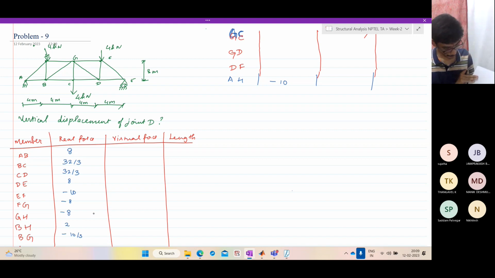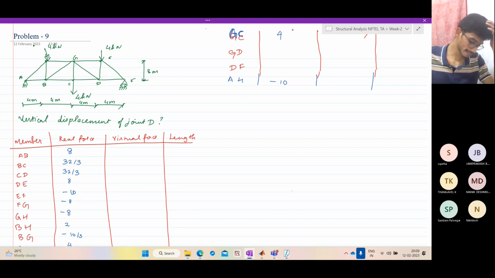FGC is 4 kilonewtons. FGD is the same as FBG, which is minus 10 by 3. FDF is the same as FBH, which is 2 kilonewtons. So that's it. We got the vertical forces. We got the real forces.